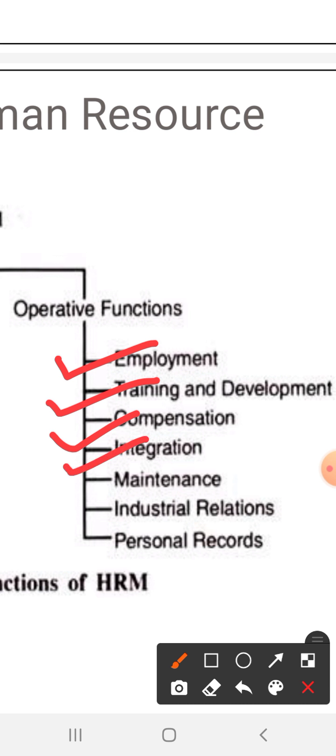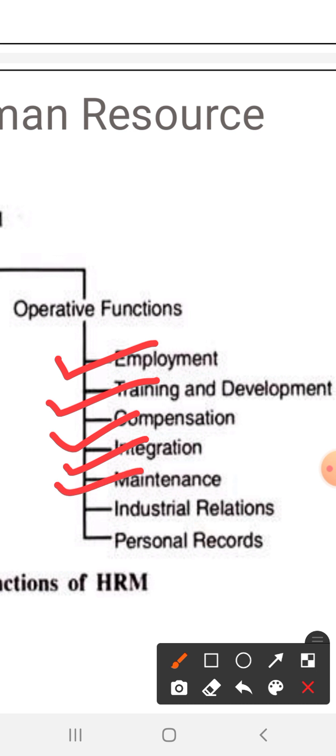Integration is where the human resource department or human resource management should be able to collaborate. They should make people work together rather than working individually, so that they will be able to achieve the organizational goal. There should not be any kind of disputes among them. There should be a mutual understanding where they work as a team. That is the work of human resource management.